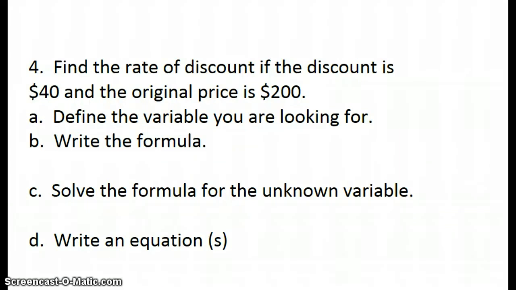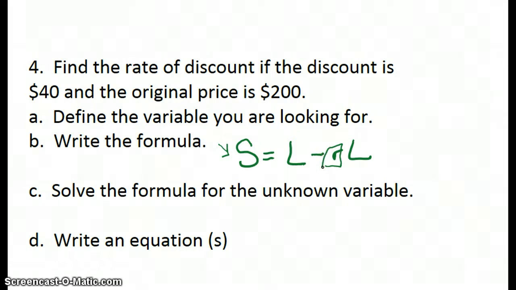Find the rate of discount if the discount is $40 and the original price is $200. Okay, so this goes for that same formula that we were looking at for MSRP, which is that S equals the list price minus the rate of the list price, and that's going to give us our discounted amount. That's going to give us how much we are actually paying. Okay, so we're looking for the rate of discount. So we're going to solve this for R.